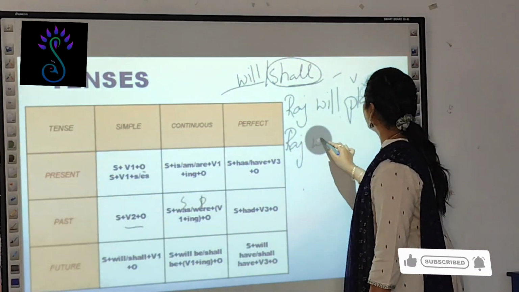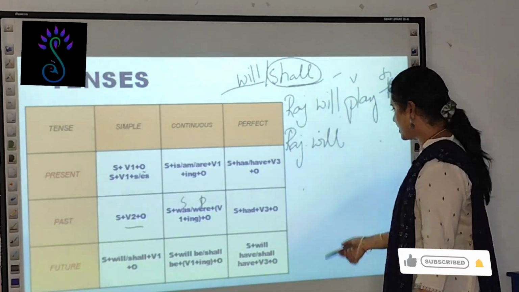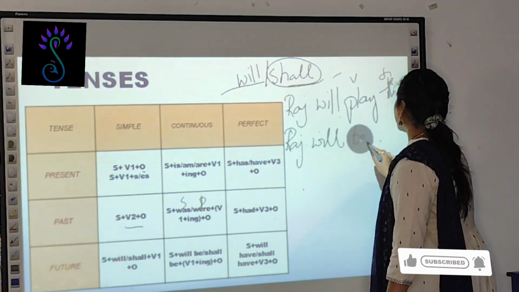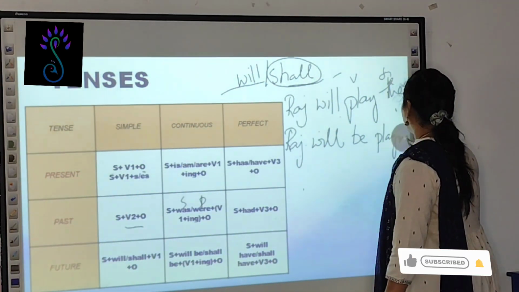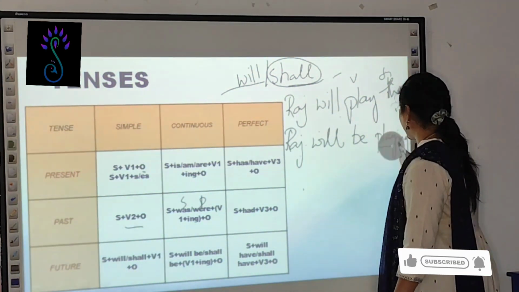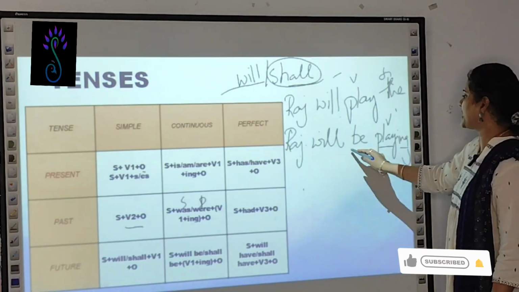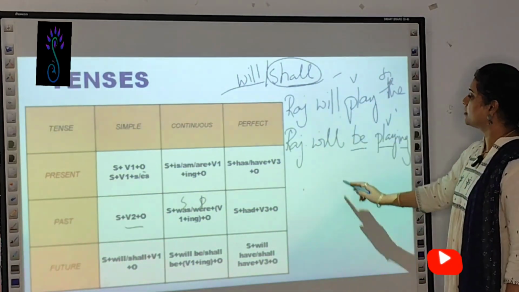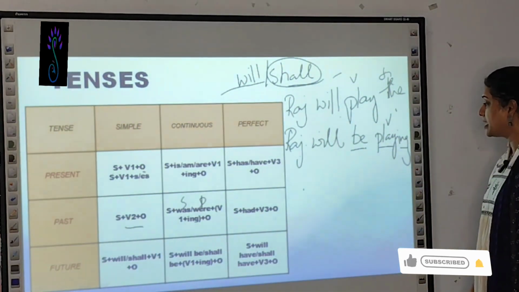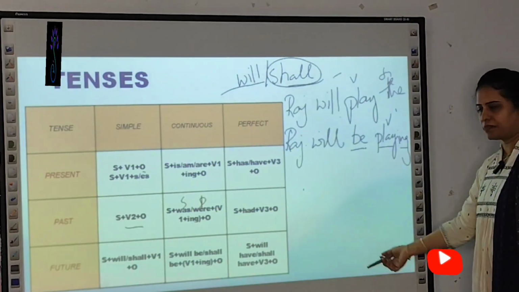Raj will be playing for the team. Continuous tense ki be ravali. Play is V1 form, plus ing; be add chayali future continuous tense ki. This is simple future tense, this is future continuous tense. Raj will be playing for the team next month.